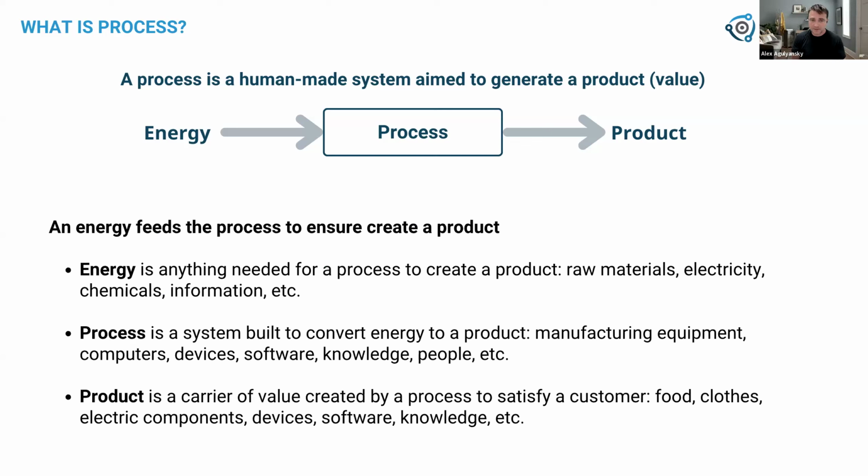Then the process itself, the system, is built to convert that energy, all of these inputs, from information to everything else, into the product. And that means manufacturing equipment, computers, people, anything that actually does the work of that conversion. And then the product. The product could be something physical, it could be a value, but basically how we define the product, it's a carrier of a value, right? If we're saying that the process is there to increase the value of something, then the product is that value. Yes, sometimes it's a physical product.